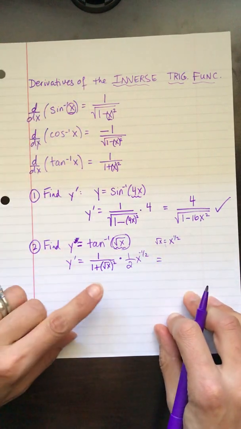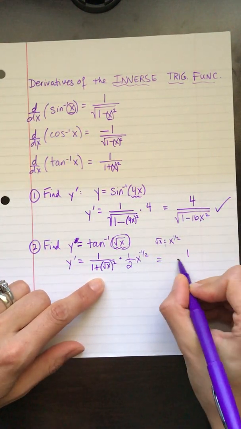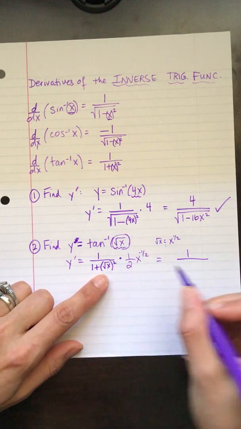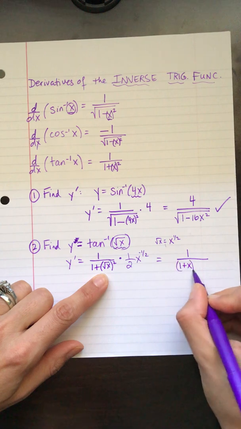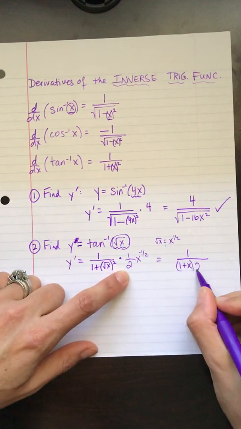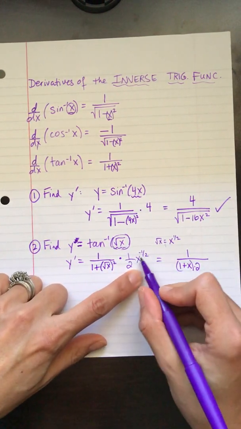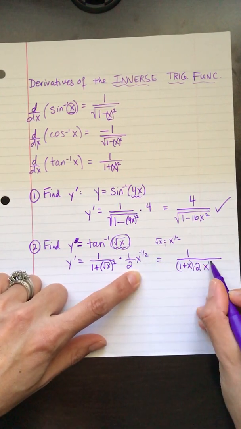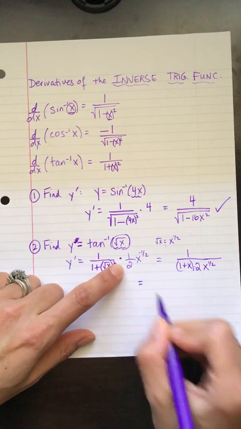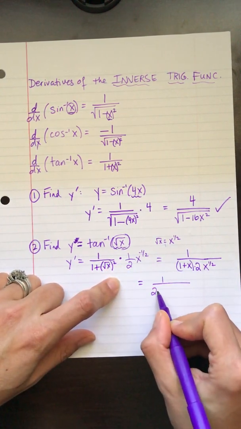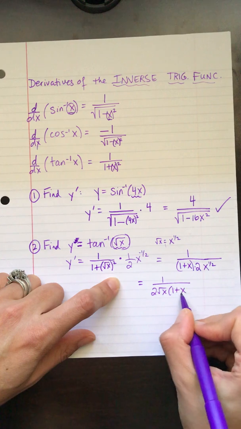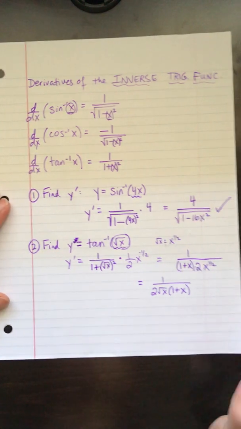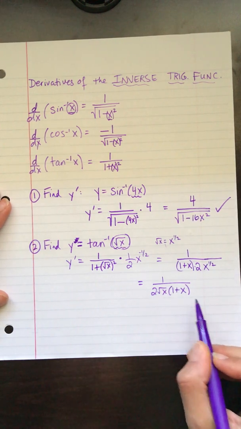Here's my final answer. It is 1 over 1 plus rad x squared, which is just x, times, there's a 2, and I have x to the half in the bottom of the fraction, or rad x, excuse me. Final answer: 1 over 2 rad x times 1 plus x on the bottom.